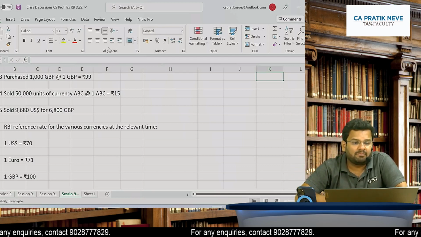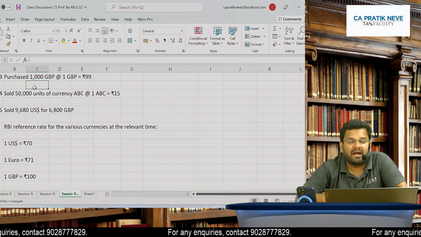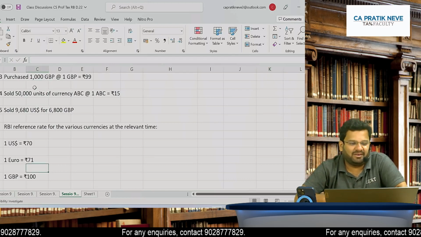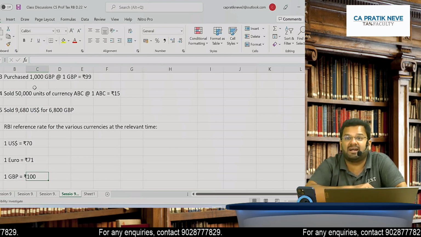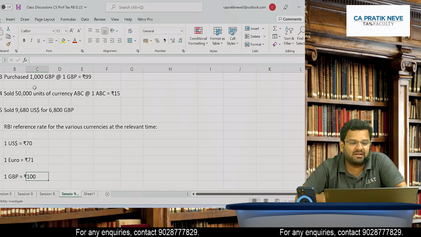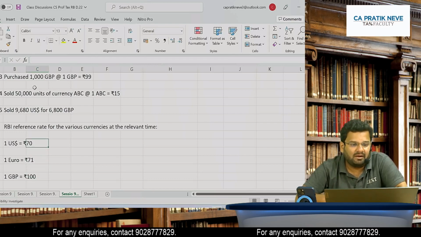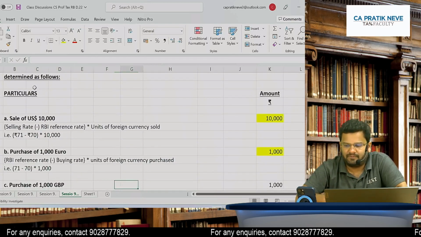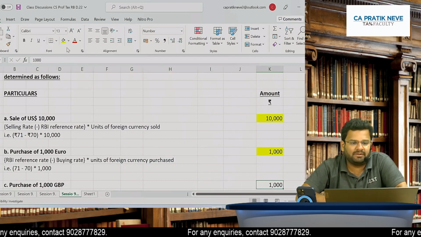Third, purchase 1000 GBP at 1 GBP is 99. Now reference rate is 100. So again, coincidentally, profit is 1, and 1 into 1000 will again be 1000. Do you agree with me?